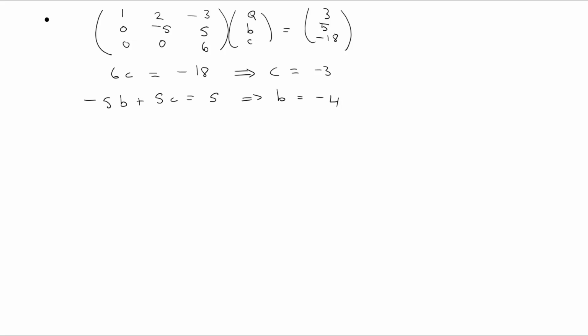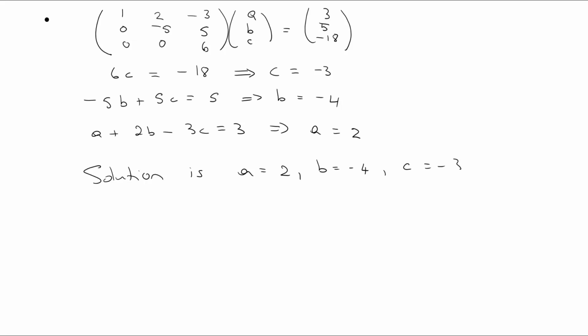And then using both of them in the line that says A plus 2B minus 3C equals 3 allows us to work out that A is 2. So there's our solution, or our solution set. A equals 2, B equals -4, and C equals -3.